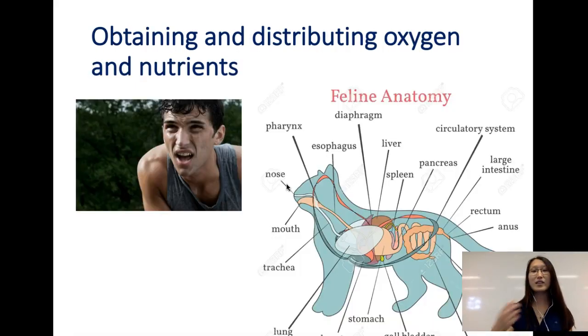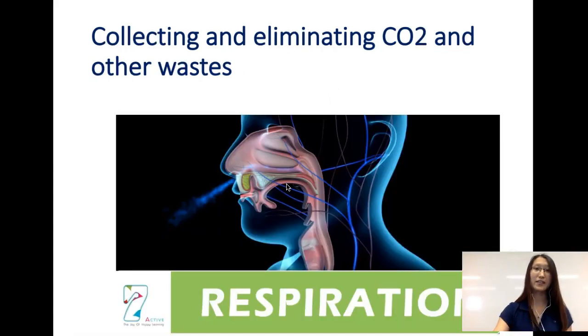There's also obtaining and distributing oxygen and nutrients, right? Oxygen is really important for us because every single cell needs to do cell respiration in order for you to survive. And then the nutrient part, in order to do the cell respiration, you also need the nutrients. So all of your cells need those nutrients to produce energy, ATP, to actually power all the cellular activities.